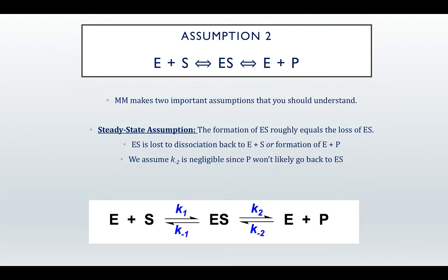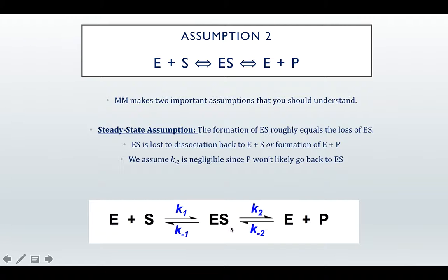This one is saying that the formation of enzyme substrate complex roughly equals the loss of that same complex. Okay, so enzyme substrate complex can be lost to dissociation back to substrate, or it can be lost to the formation of enzyme and product. Either way, no matter which direction it's going, this enzyme substrate complex is decreasing. It's either going this way or this way. Either way, there's less of this.